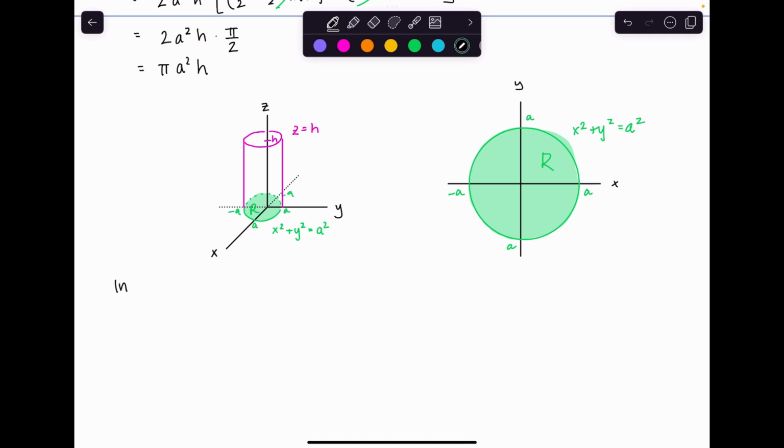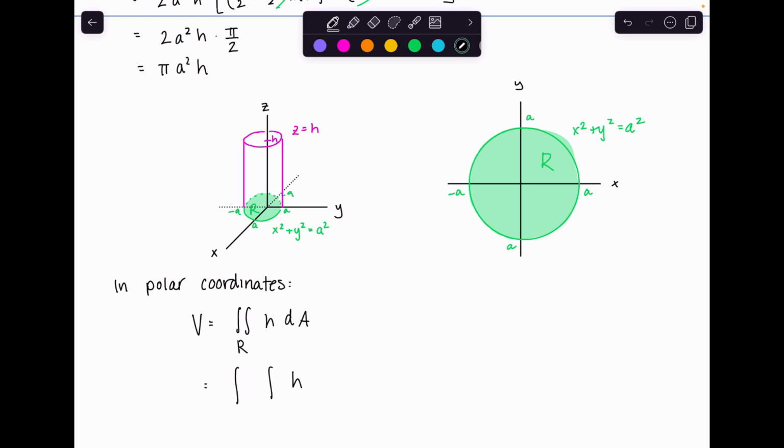So in polar coordinates, we have the following. Again, the volume of this thing is a double integral over the region R of h dA. Well, we can switch this over to polar. H on the inside has nothing to do with x or y. And then dA becomes r dr d theta.